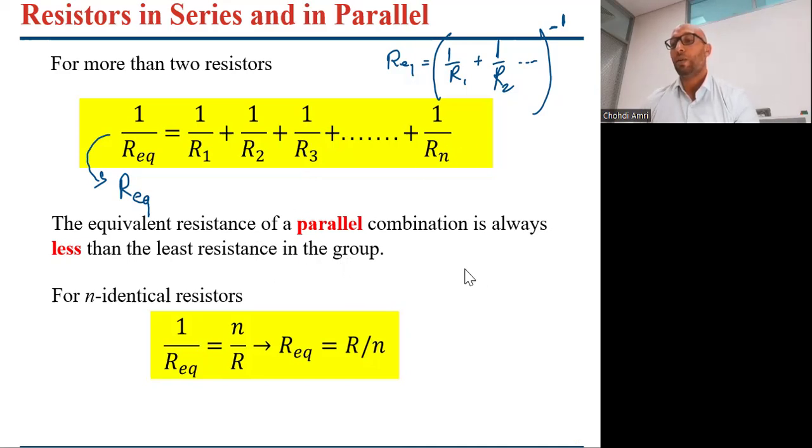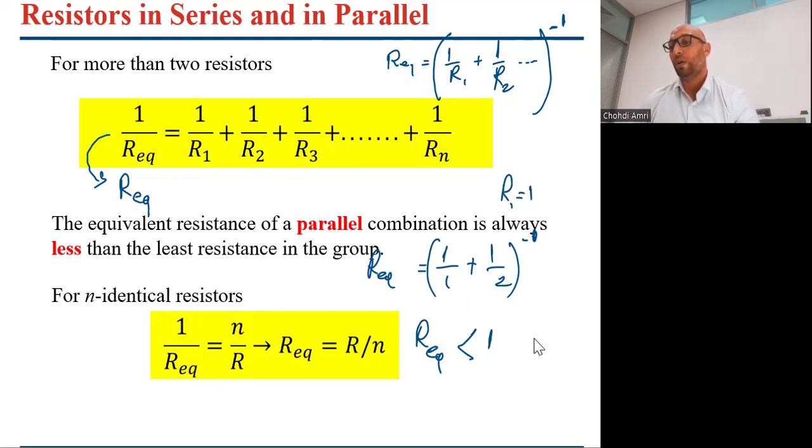For example, let's take R1 equal 1 plus R2 equal 2. R equivalent in this case will be (1 over 1 plus 1 over 2) to the power -1. R equivalent must be lower than the lowest, which is 1. R1 equal 1. Okay, so it must be lower than the lowest resistance in the circuit.